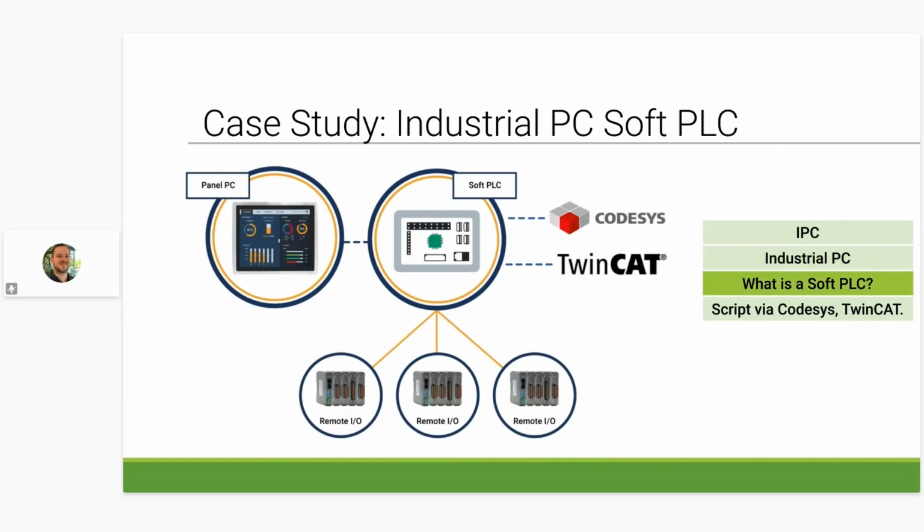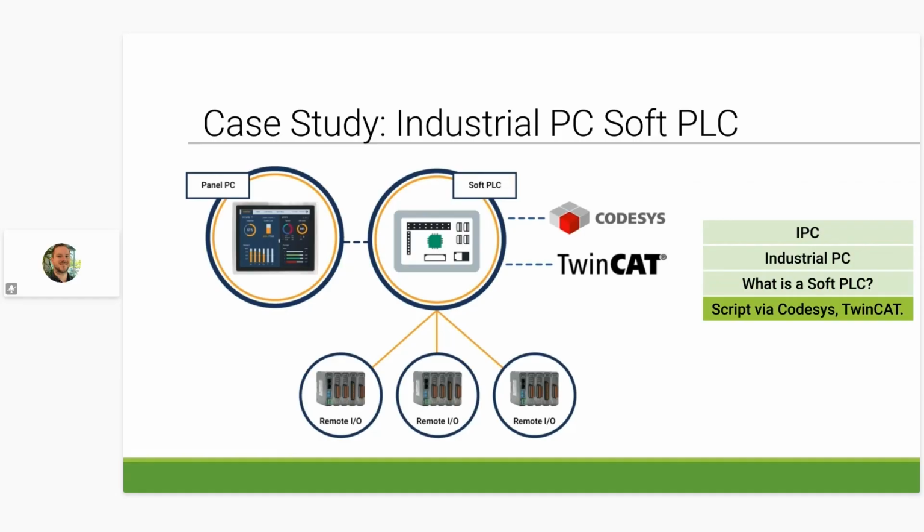This leads us into the question, what is a soft PLC? A soft PLC is a software-based PLC that runs on a computer architecture such as an IPC and other similar devices versus a dedicated PLC CPU that connects to local I/O. Since most IPCs do not include built-in I/O, remote I/O becomes a perfect pairing to communicate with desired devices.